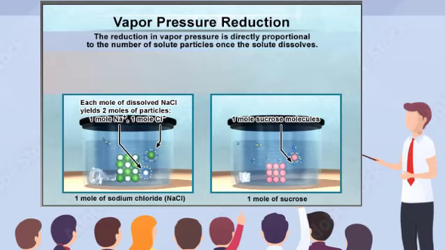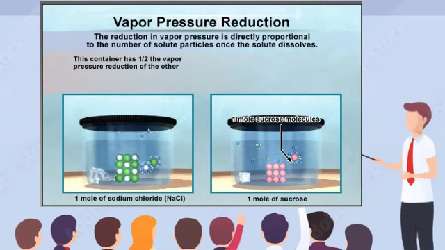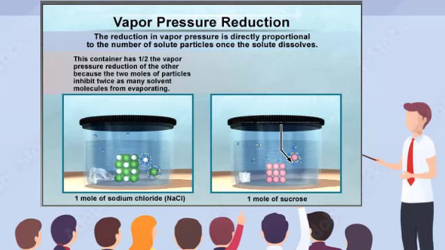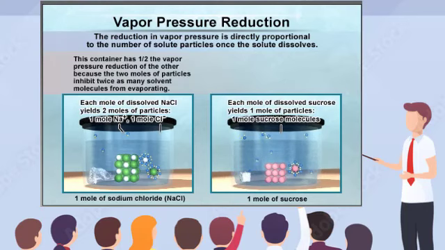Since 2 moles enter solution when sodium chloride dissolves, compared to 1 mole that enters solution when sucrose dissolves, the container with the sodium chloride solution has half the vapor pressure of the container with the sucrose solution. This is because 2 moles of ions from sodium chloride inhibit twice as many solvent particles at the solution's surface from evaporating as 1 mole of sucrose.